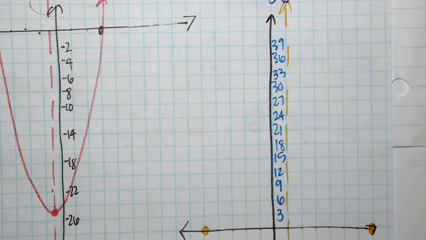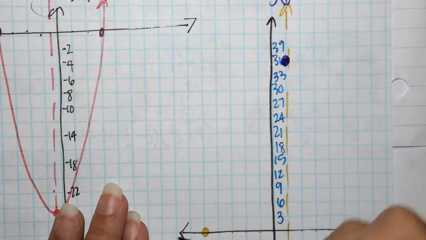Alright, so then my vertex is 36. So it's going to look like this.